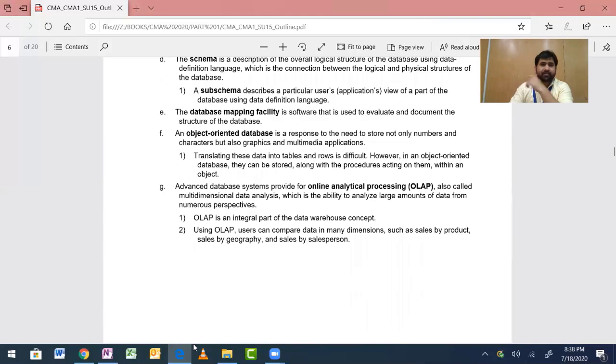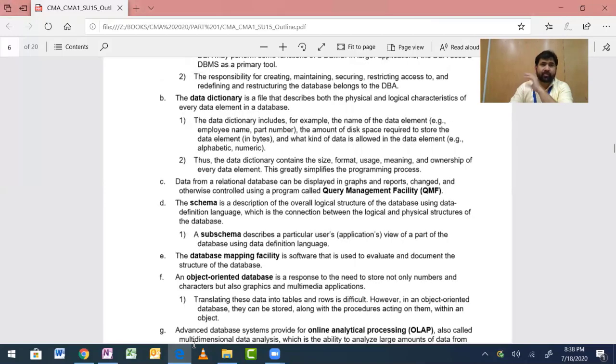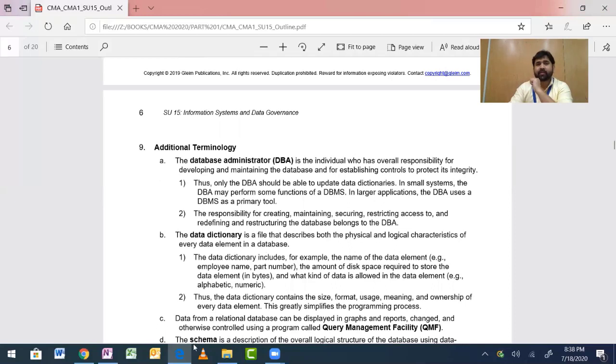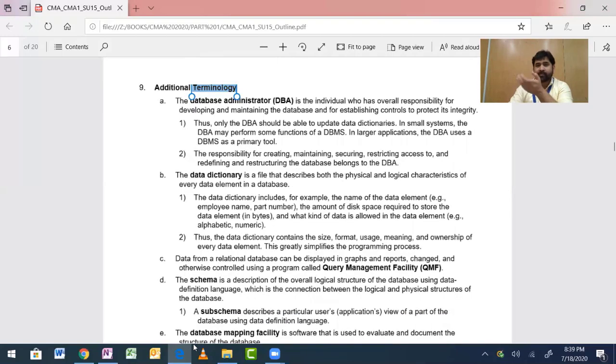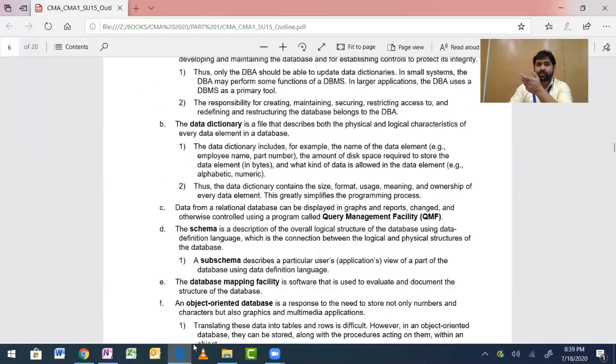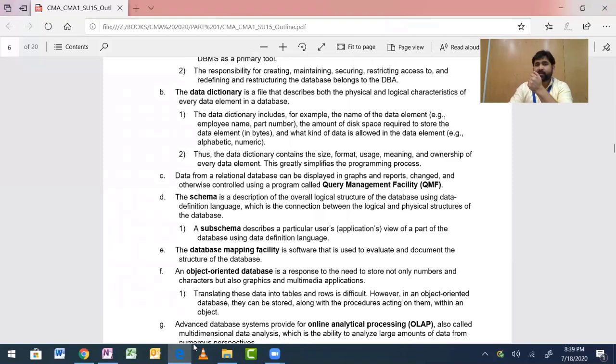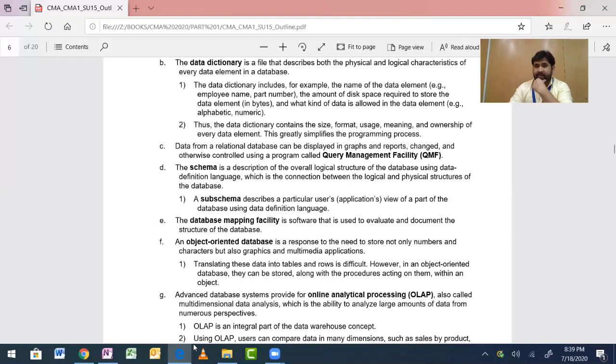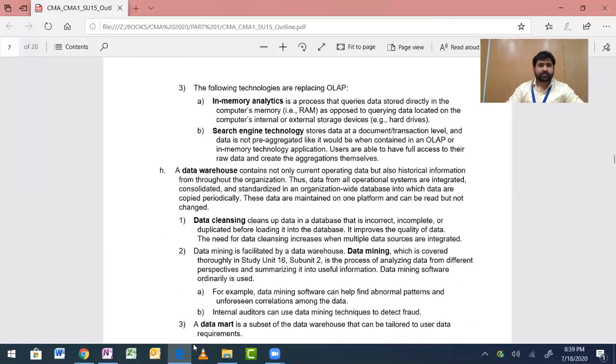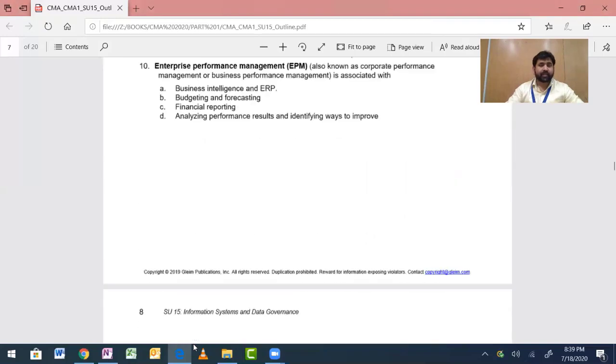I think this is a complete reading because otherwise it is not making sense. Here basically it is the terminology, and mostly that is why it's not making sense, because they are explaining the terms. What is QMF? What is schema, subschema? What is the database mapping facility? Do the readings. You will get direct questions from here. If you can recognize that an option looks closer, you will be able to click the correct answer, hopefully.